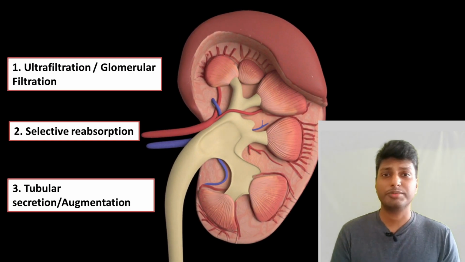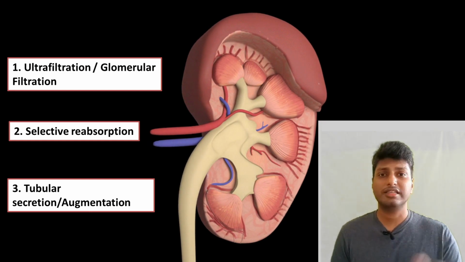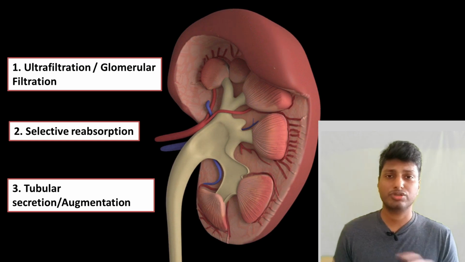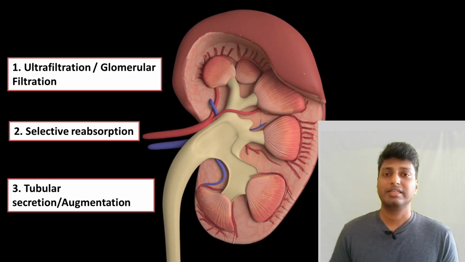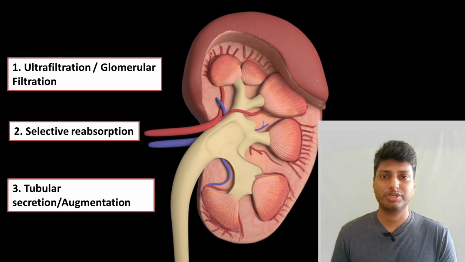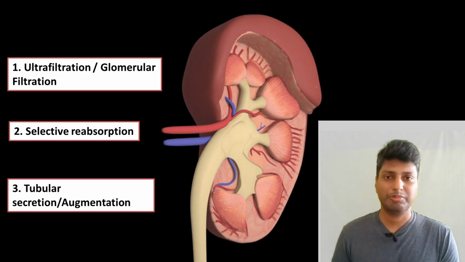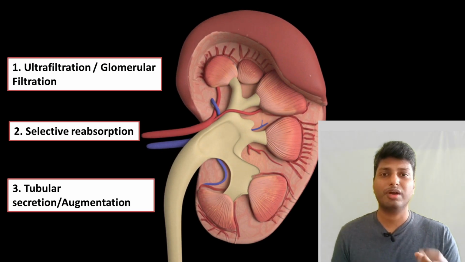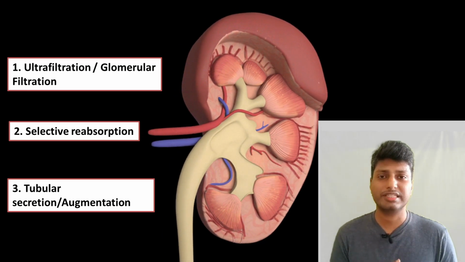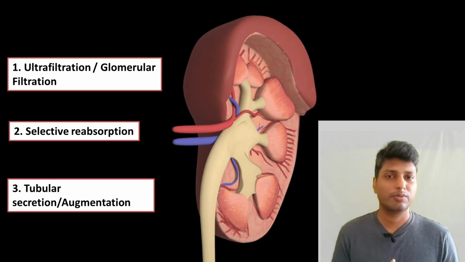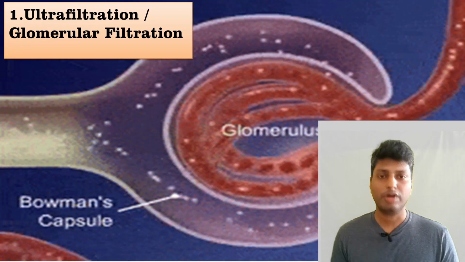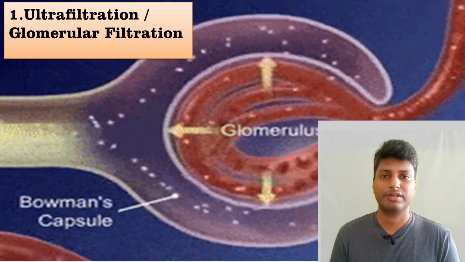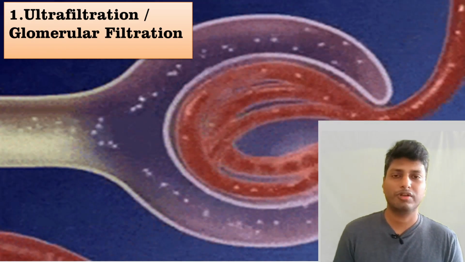The process of formation of urine occurs in 3 major steps. The first step is ultrafiltration, which is also known as glomerular filtration. The second step is called selective reabsorption, and the third step is called tubular secretion. Let's try to understand, dear students, one by one, what exactly is ultrafiltration, what is selective reabsorption, and what is tubular secretion. So now the very first step, glomerular filtration, also known as ultrafiltration. What exactly is glomerular filtration?